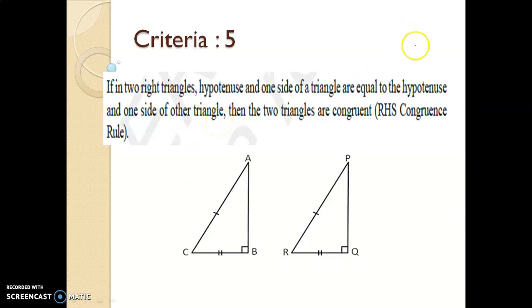And the last one is nothing but RHS. So R stands for right angle and H stands for hypotenuse, and S is nothing but side. So in a right triangle, hypotenuse and any one of the 2 sides, either this one or this one, are same, means they are congruent triangles under RHS congruence. Okay, so these are the 5 important criteria.